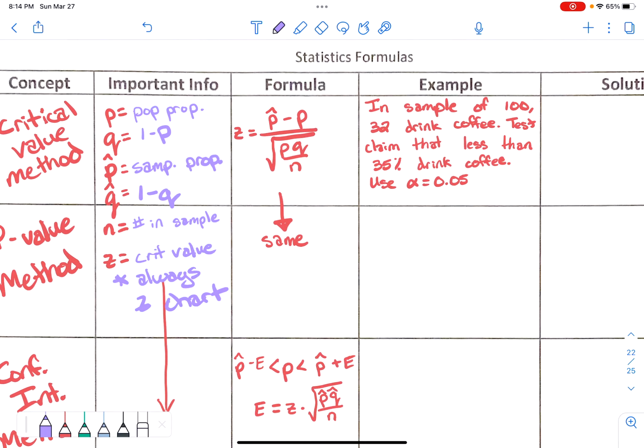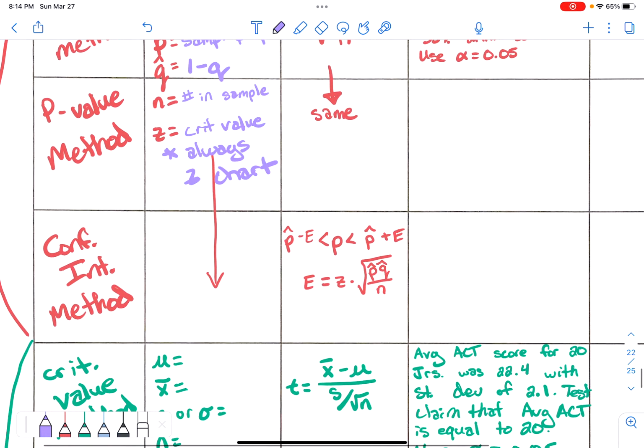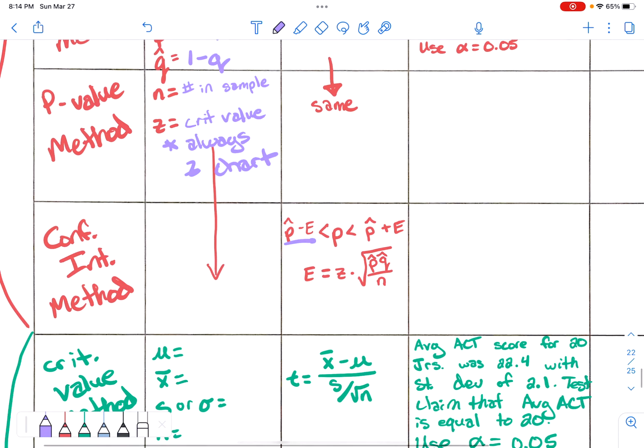All right, so then we have formulas. This is what they call the test statistic, and they name it Z. You will use this same formula to calculate the test statistic, whether you're doing the critical value method or p-value method. It doesn't really matter. You'll do that exactly the same. And then for the confidence interval, you will need p hat minus the error, p hat plus the error, and the population P will live in the middle of those two. Your error is calculated by doing this stuff, okay? And again, all those variables are listed up above. So that's how that works, okay?